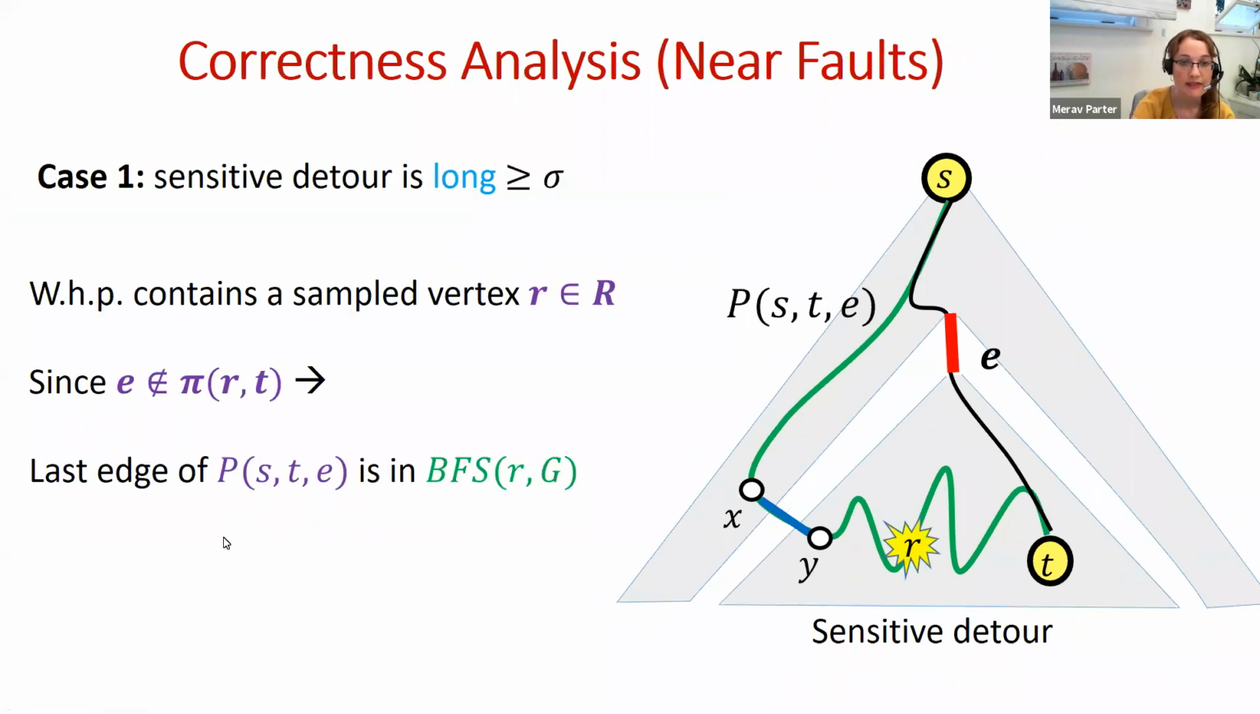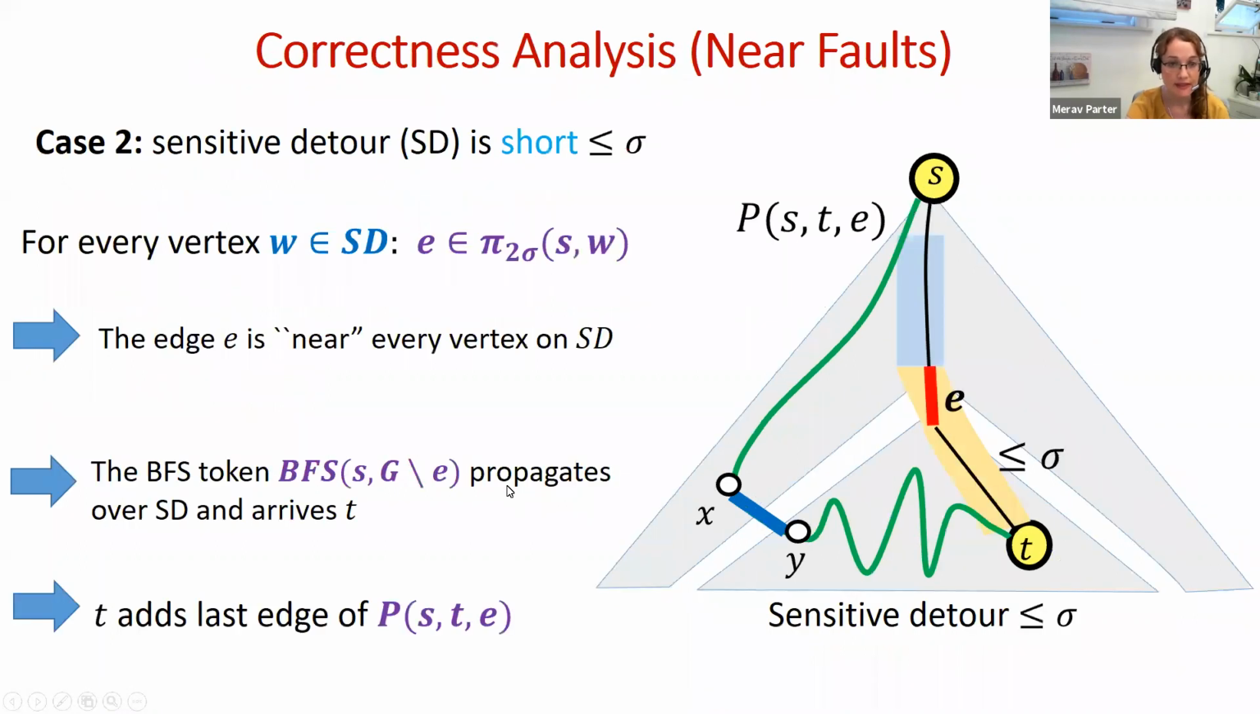Okay, so now we consider the near fault. I want to show that the algorithm actually adds the last edge of P_S,T,E in the case where E is near. And there are 2 cases. The first case is where the sensitive detour, this part, is long, is at least sigma. In this case, with high probability, there is a sampled vertex R on this part, okay? And because, as we just said, for 2 nodes on the sensitive detour the failing edge E does not appear on their shortest path, again, this last edge of the path is already included in the BFS tree rooted at R. So this last edge is covered.